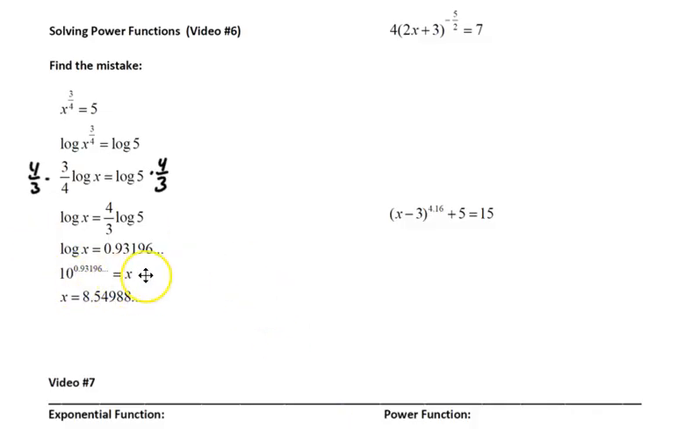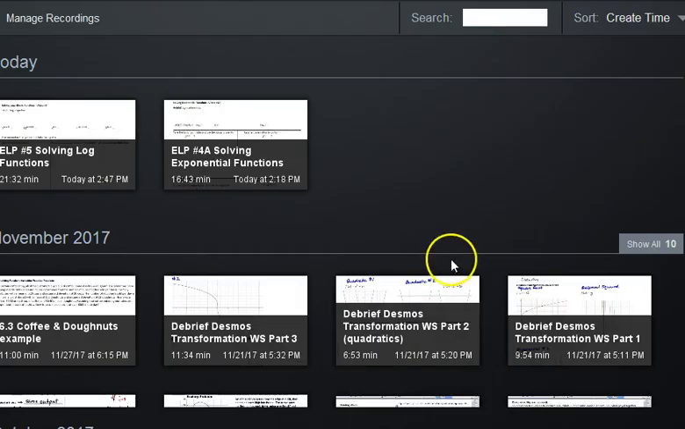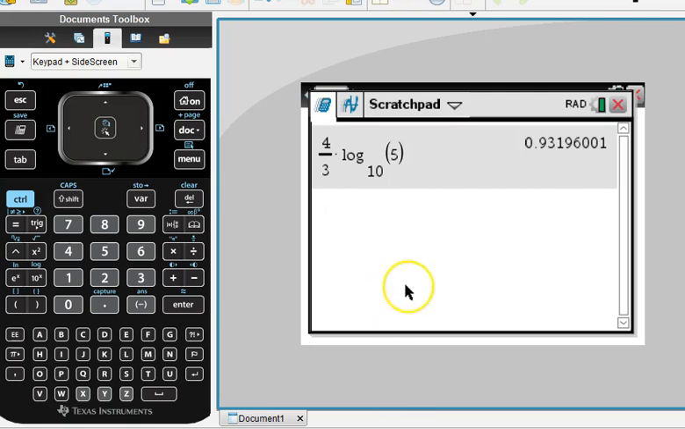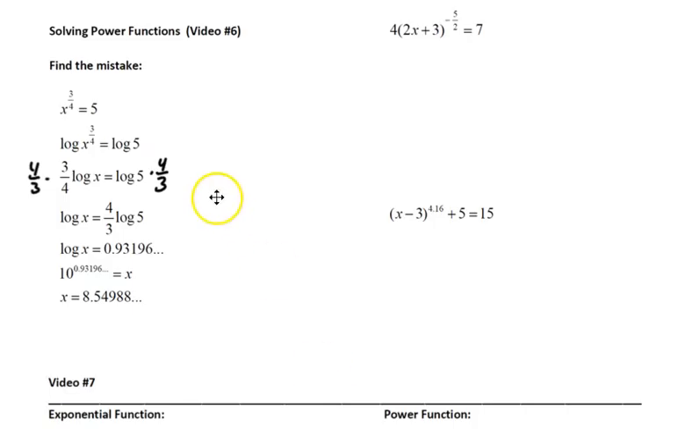And then if I do 10 to that power, why did I do 10 to the power? Because this is log base 10 of x equals this number, so 10 to this power equals x. So let's double check that that is correct. 10 to this power is 8.54988, so that is also correct. So actually there are no mistakes in here.